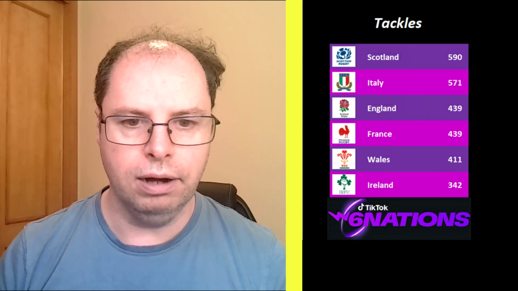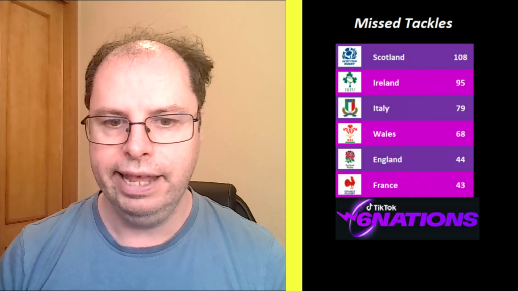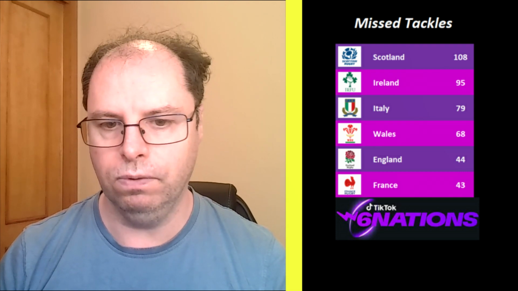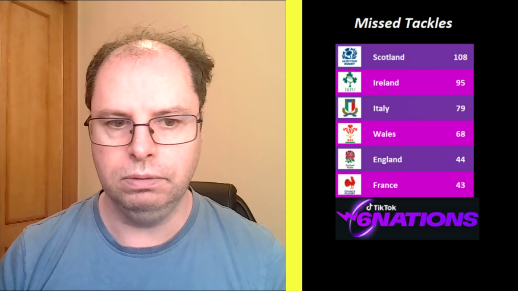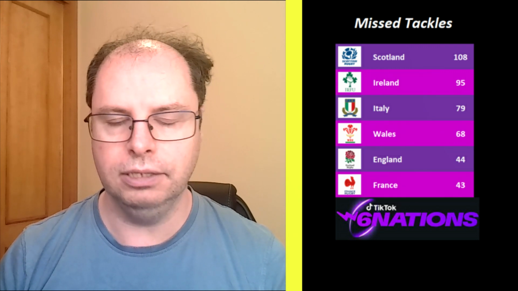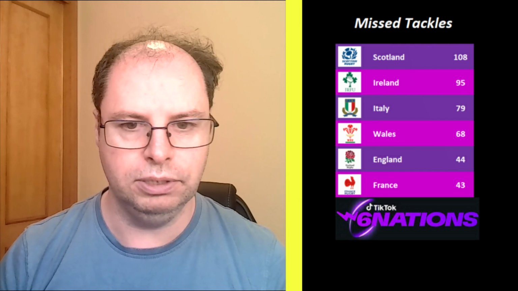But the problem, I think, with Ireland is what we're going to see when we come on to the next stat, which is missed tackles. So we've got Scotland at the top at 108, Ireland with 95, Italy 79, Wales 68, England 44, and France 43. So as I said, England and France, just one missed tackle between them there. They've made exactly the same amount of tackles, so you won't be surprised that their tackle percentage is very close to each other.